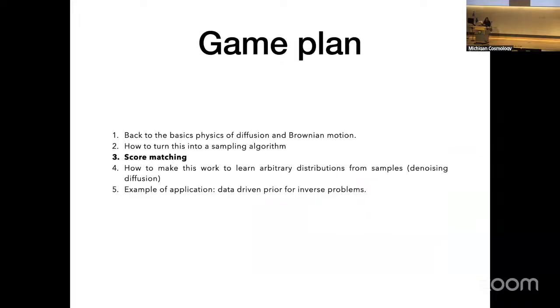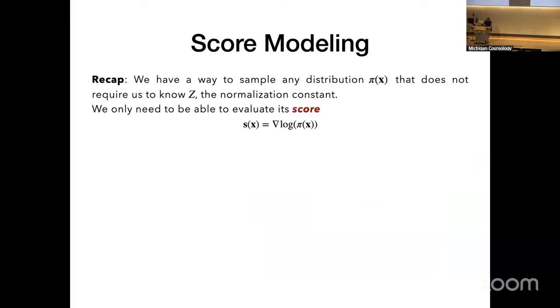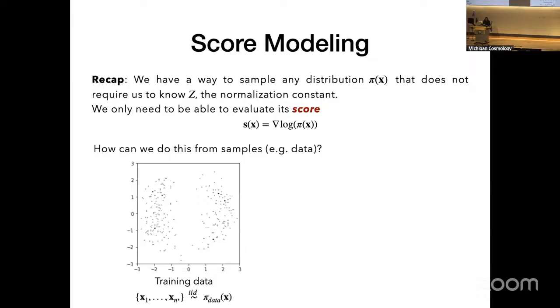score matching. So where's the machine learning in all of this? Basically, now we have a way to sample any distribution we want that does not require us to know the normalization constant, only if we know the score of the distribution, right? I just need to know the gradient of its log, and then I can sample it. So can I do that? Can I learn that from data? Again, I have some training data, and I want to learn this quantity here.